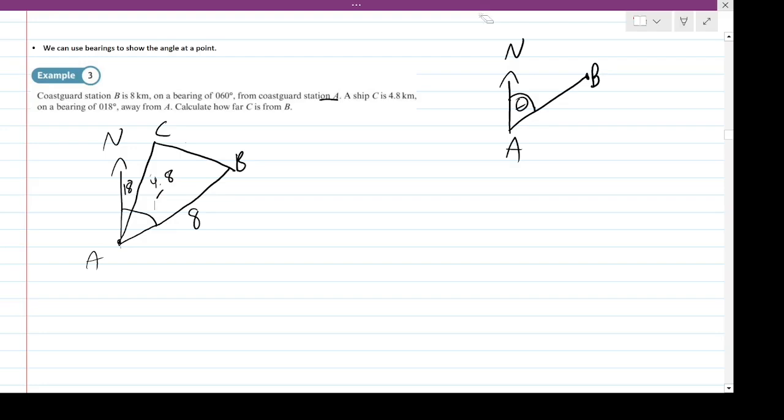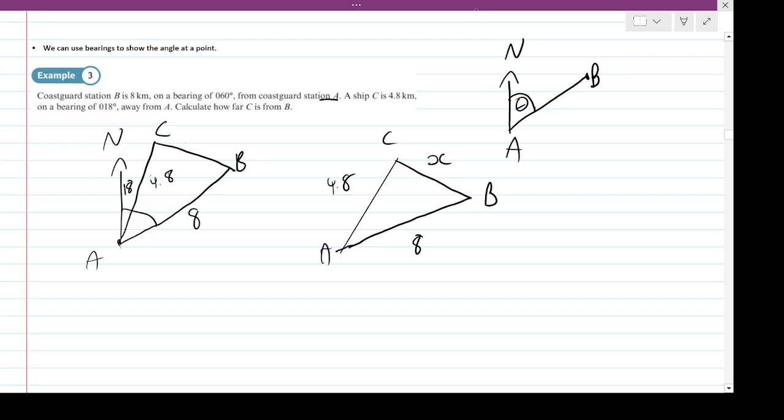Now, we have a triangle. Hopefully you recognise I have a triangle here, ACB. AB is 8 kilometres and AC is 4.8. And we want to find this length CB. We can call that x if you wish. But I need an angle. Because it's talking about angles, I can get an angle.